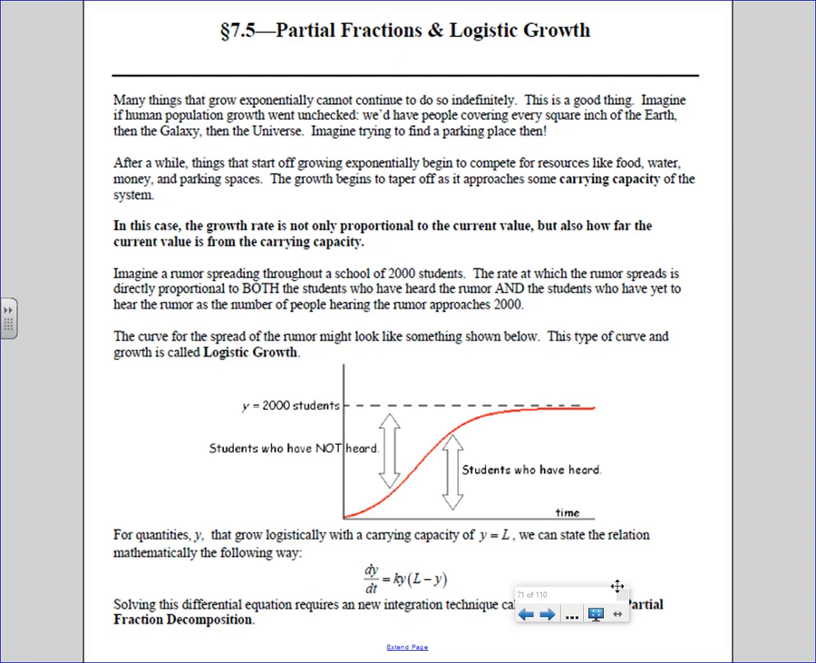They're saying, imagine if the human population growth went unchecked, we'd have people covering every square inch of the Earth and the galaxy and the universe. Imagine trying to find a parking place, yeah, okay? Another way of thinking about it.